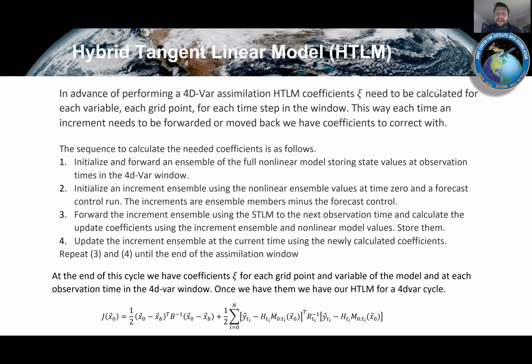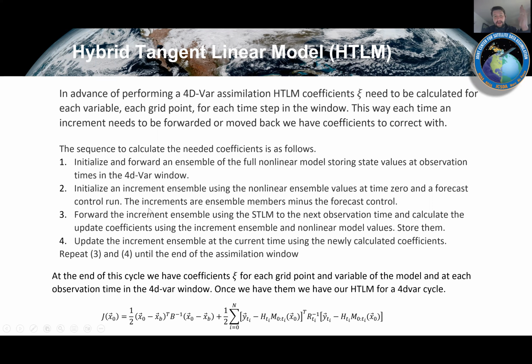Okay, so we need those coefficients. How do we calculate those? The sequence to do it essentially is using your bad TLM and updating it as you go. So we initialize our forward ensemble of whatever size of the full nonlinear model. You store those state values at each observation time that you'll have in your 4D-Var window. You initialize an increment ensemble from the differences between a control run and your nonlinear ensemble. So now you'll have an increment ensemble.